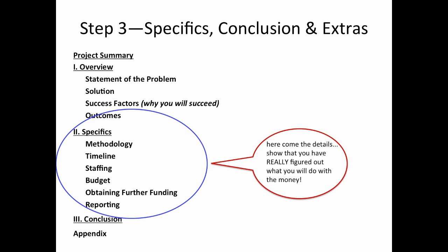Okay, here's the table of contents that you're familiar with. We have written part 1, the overview, and now we're into the specifics. Here come the details. Here's where you get to show that you've really figured out what you're going to do with the money. You're going to talk about exactly what you plan to do.